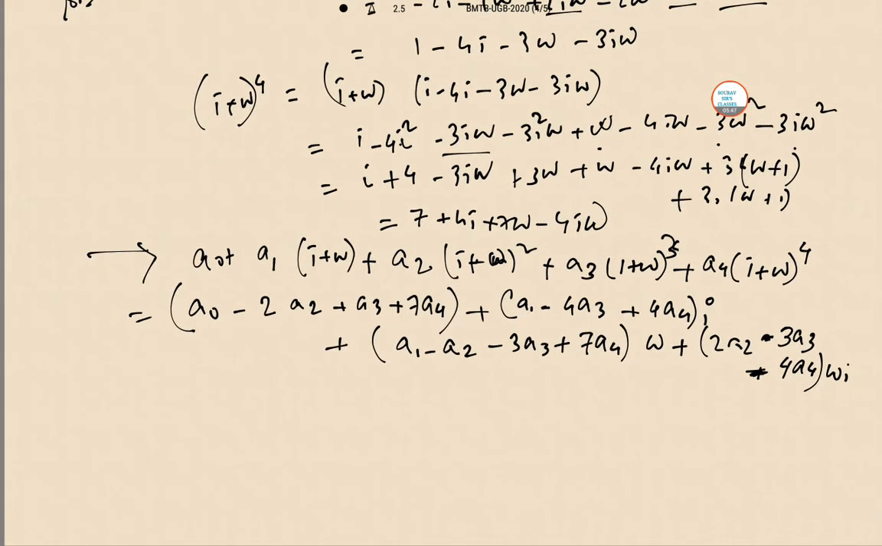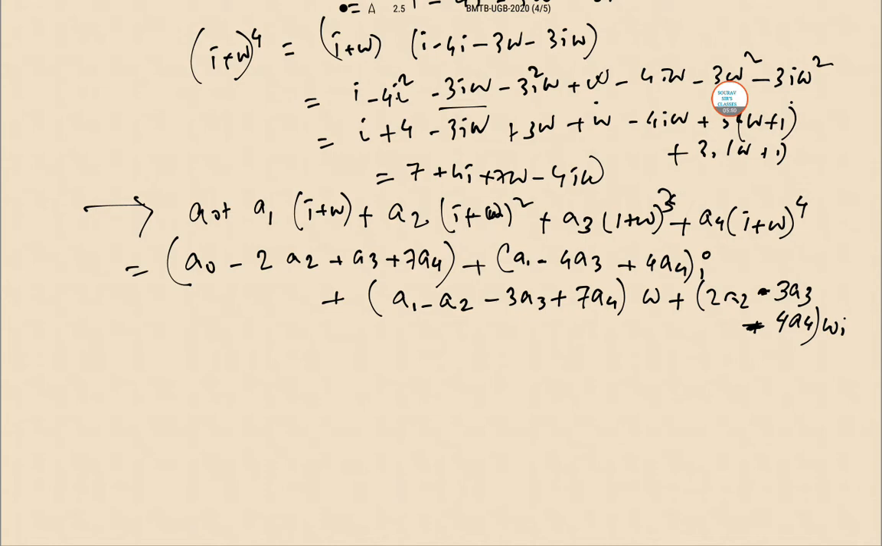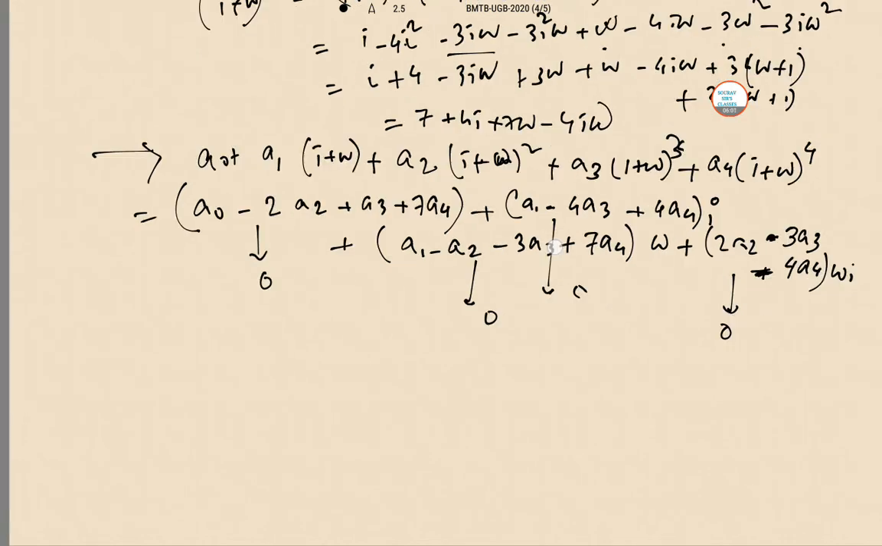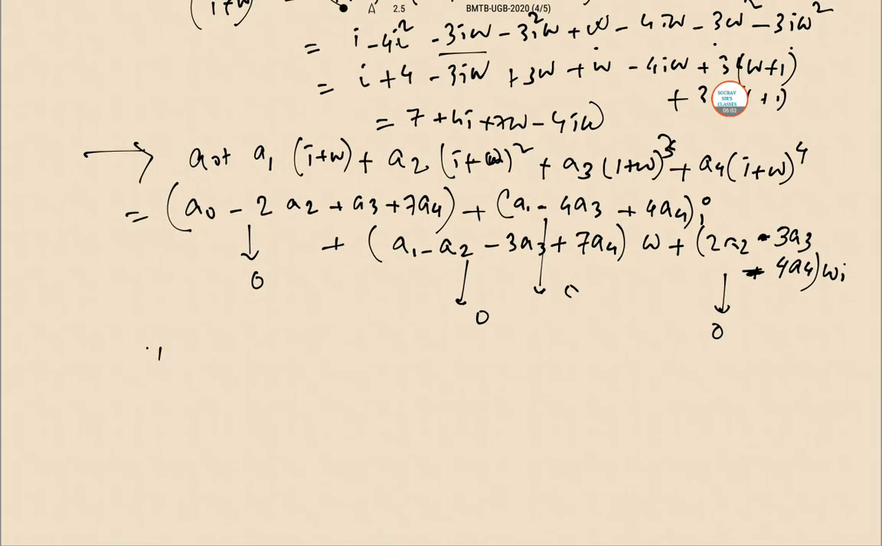So equating all coefficients with 0, we get 4 equations. First, this will be equal to 0, this will be equal to 0, this will be equal to 0, and this will be equal to 0. So we need to find the integral solutions.